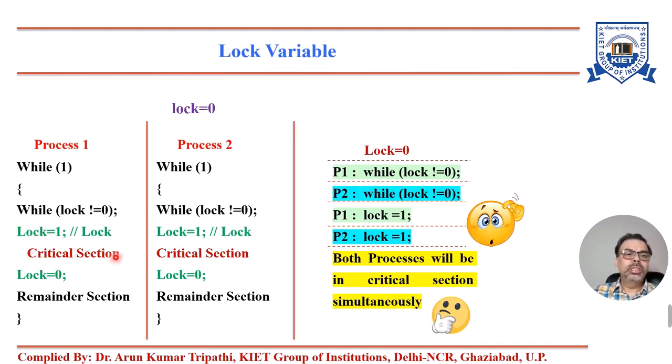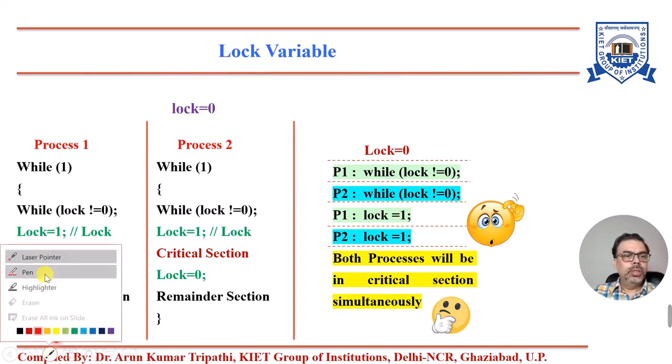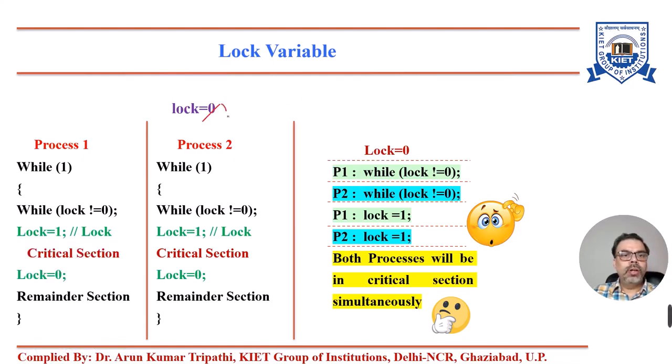Now, when process P2 arrives, it will check the value of lock. At present, the value of lock is equal to 1. So 1 is not equal to 0, the condition will be true and it will stay in the infinite loop. When process P1 leaves the critical section, it will set the lock value to 0 again.